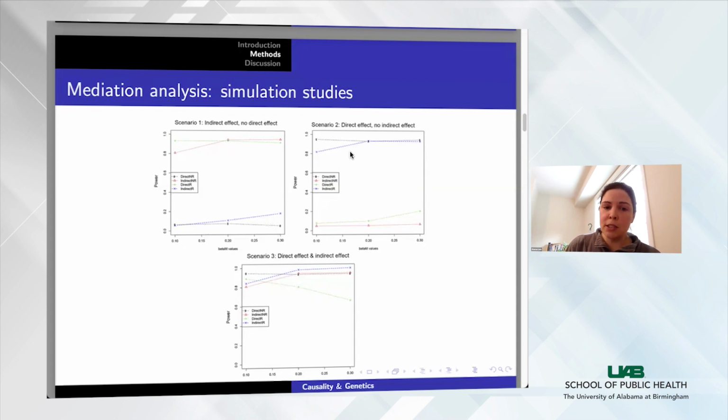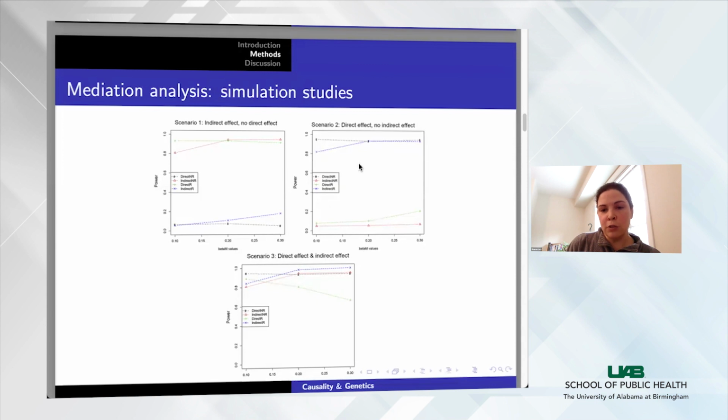Versus for our simulation studies where we generated a direct effect but no indirect effect, our black line, where we correctly specified the mediator and the outcome, we see the direct effect, and we see no indirect effect. Versus the blue line, when we incorrectly specified our mediator and outcome, we think there's an indirect effect but no direct effect, the green line. So they switch.